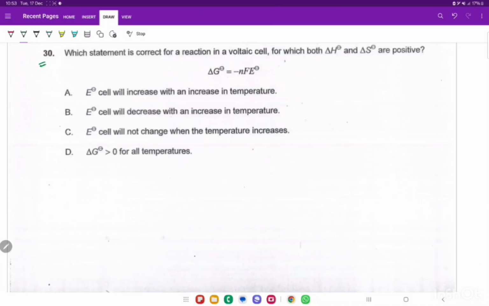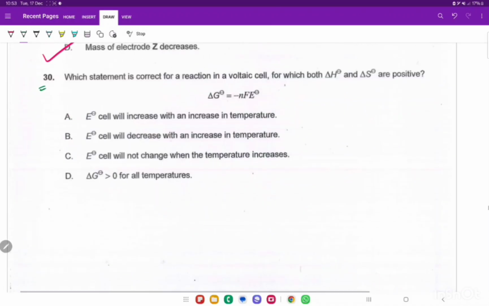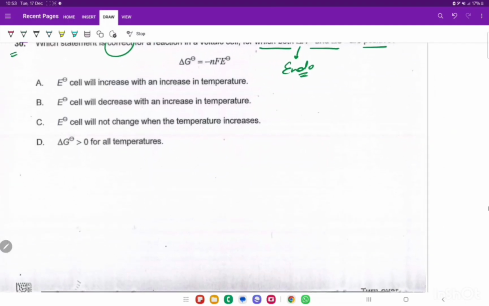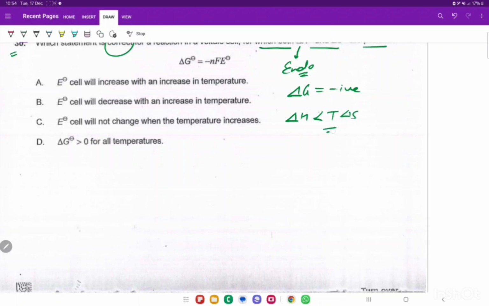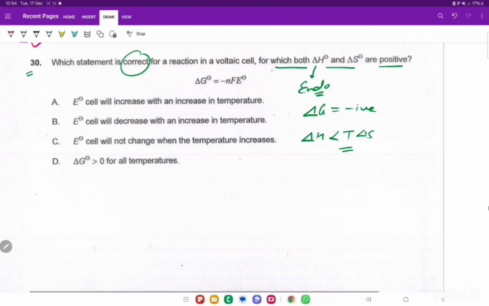Question 30 says, which statement is correct? We have to find the correct statement for a reaction where both delta H and delta S are positive. Delta H positive means it's an endothermic reaction. For an endothermic reaction to be spontaneous, delta G should be negative. The value of delta H should be less than T delta S, so T delta S should be greater. That is, we should increase temperature so that the reaction will become spontaneous.